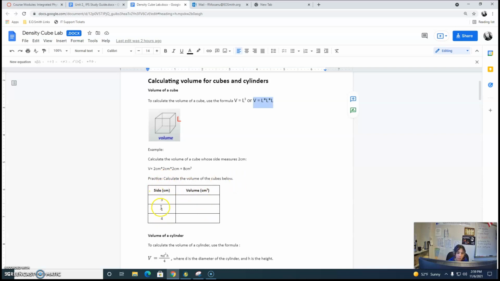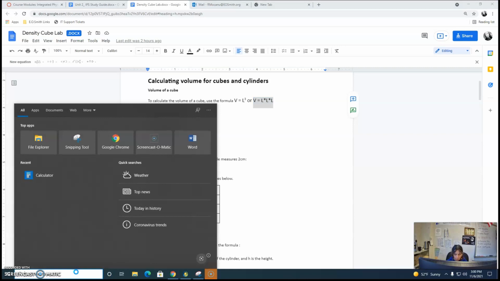Okay, so I'm asking you basically to do the same thing over here and to calculate your own volume for these 3 different cubes of 3 different measurements. So for the first cube, your side is 3 centimeters, second cube has a side of 1 centimeter, and the third cube has a side equal to 4 centimeters.